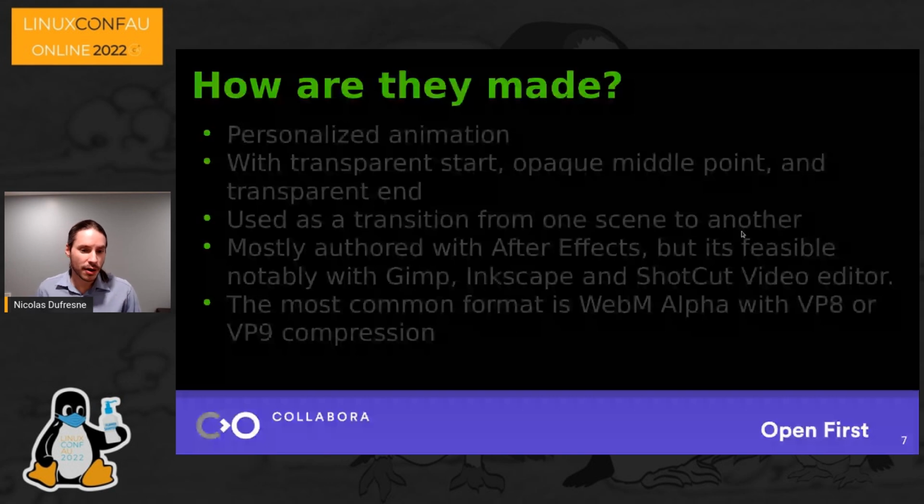And these are typically authored with tools like After Effects, but it looks like it's feasible these days to make them using open source tools. There's a demonstration I've seen recently about producing a stinger with GIMP, Inkscape, and also with Shotcut Video Editor, which natively supports, with FFmpeg, the ability to encode and export those videos.